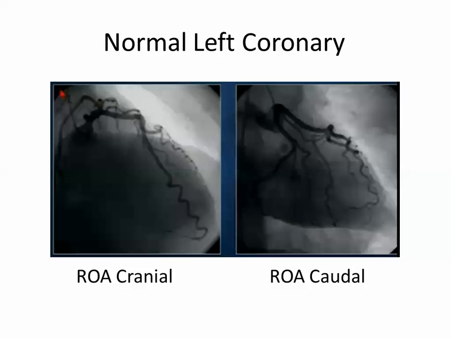Yes, it's RAO. Straight. Okay. Cranial or caudal? How will we differentiate cranial from caudal? By the diaphragm. If the imaging intensifier is taking the image from caudal, we will see the proximal vessels, but not see the diaphragm.